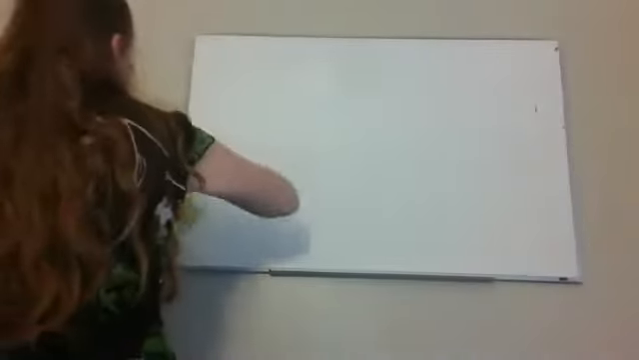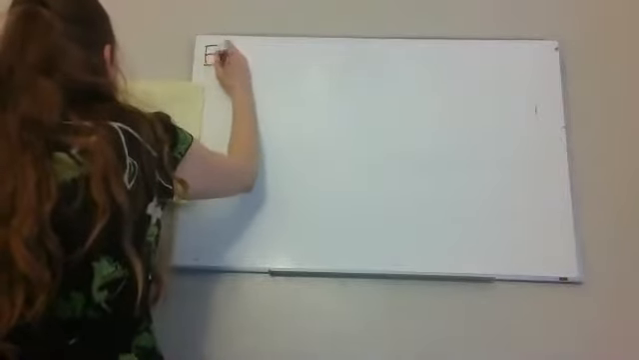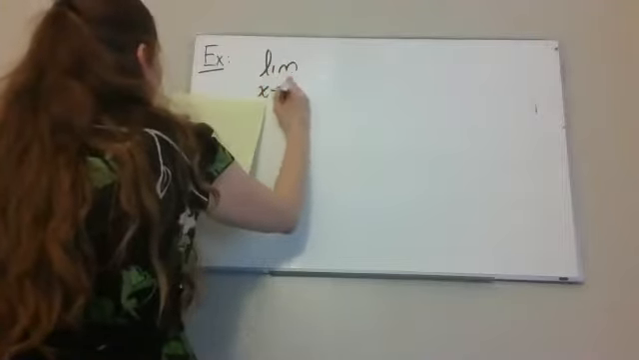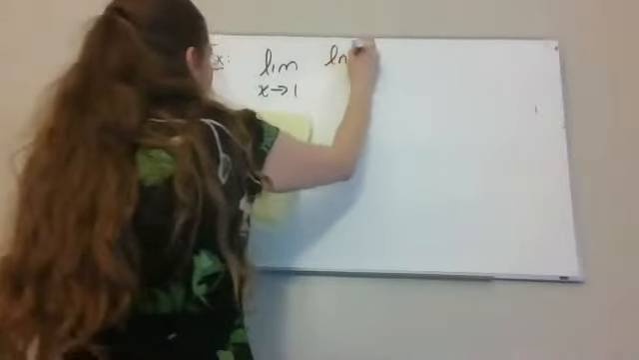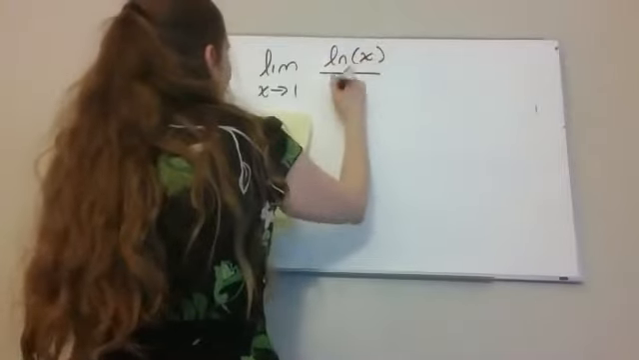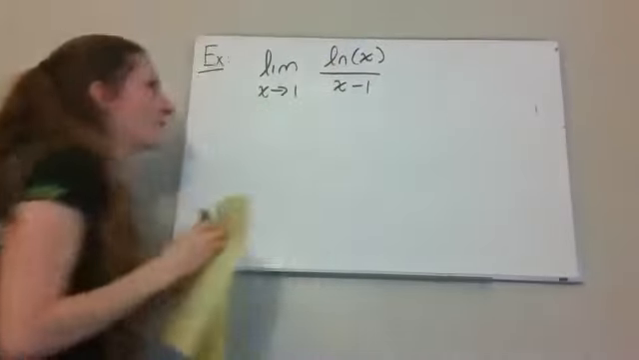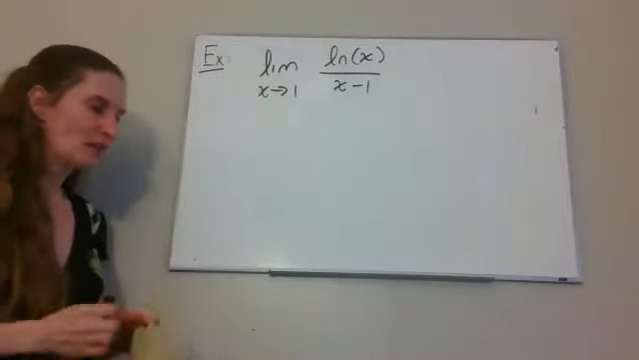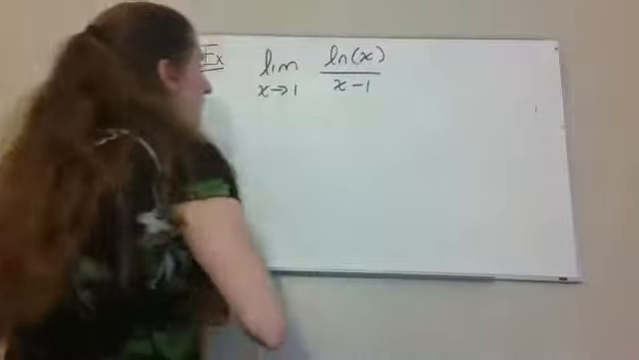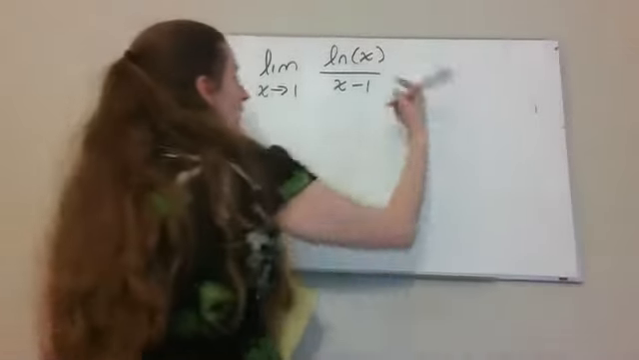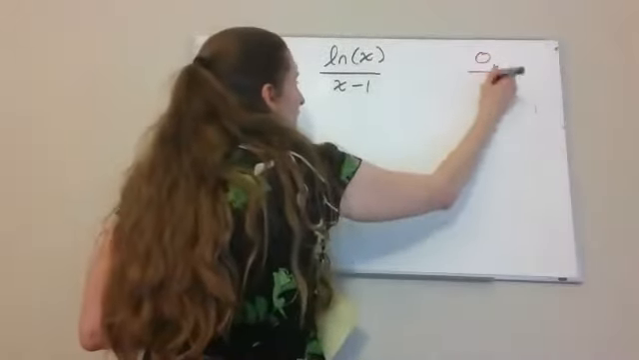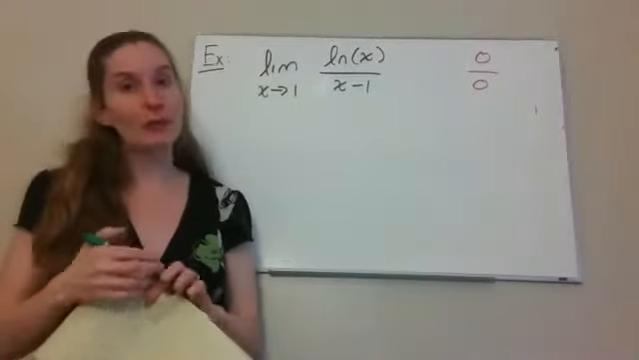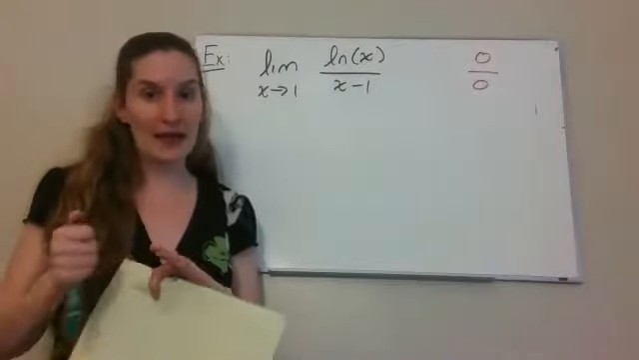Let's do an example. Let's find the limit as x approaches 1 of natural log of x over x minus 1. So first, let's think what would happen if I tried to plug the 1 in. If I tried plugging 1 directly in, we're going to get 0 over 0, because natural log of 1 is 0, and then 1 minus 1 is 0. So 0 over 0 is an appropriate form to use L'Hopital's rule, so that's good to go.